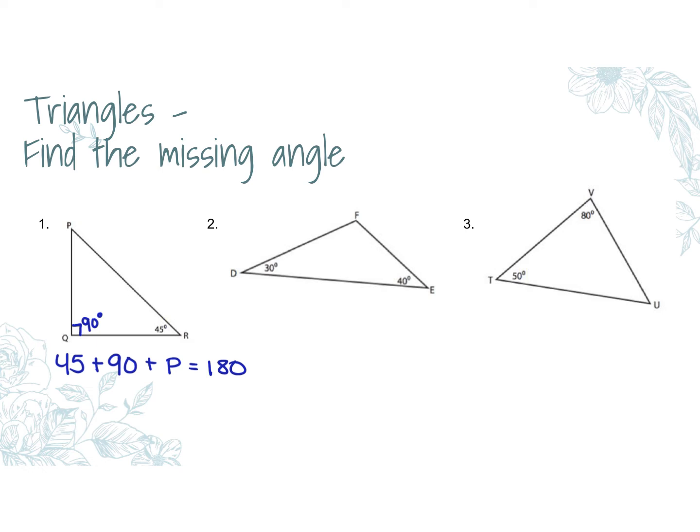I will first add together 45 and 90, and both of those angles add up to be 135, and then I'll bring down everything else. Now I have a one-step equation, and I will need to subtract 135 from both sides to get P by itself. Angle P will measure 45 degrees.